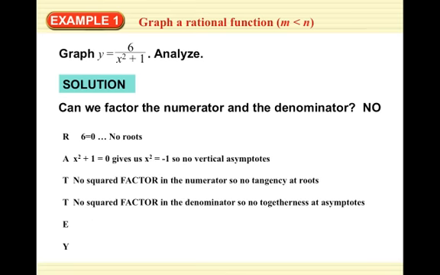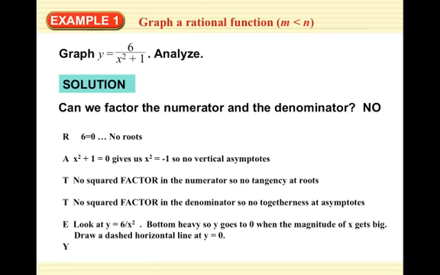There's no square factor in the numerator, so no tangency at the roots. There's no square factor in the denominator, so no togetherness at asymptotes. We want to look at the end behavior. For the end behavior, we look at the ratio of the first two terms, the leading terms. So we have y equals 6 over x squared. Now what we have to think about is what happens when x gets very large in either the positive or negative direction. Since we're squaring, we get the same value.